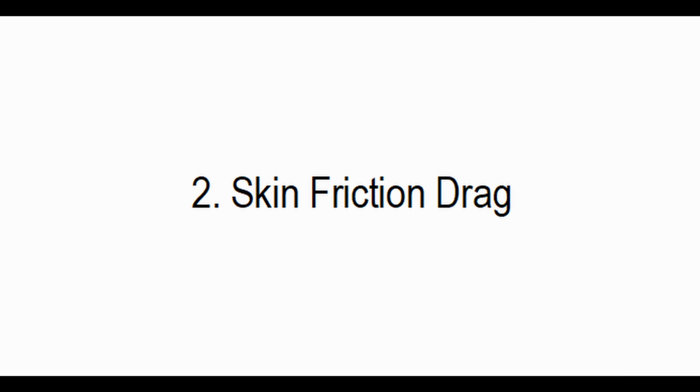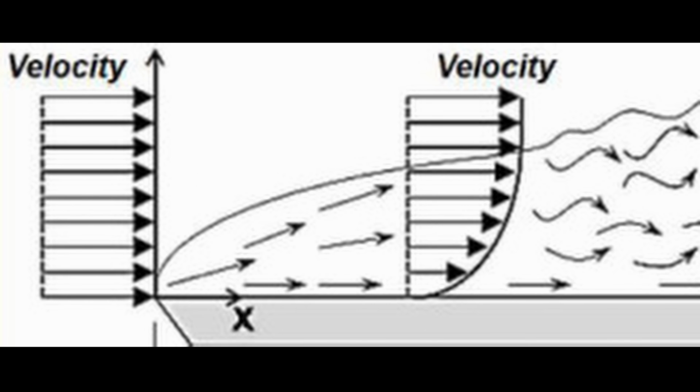Number 2. Skin friction drag. Skin friction drag results from air molecules sticking to the aircraft surface. As we know, the air is sticky. Therefore, with smoother skin, like polished composites, the skin friction drag becomes lower.